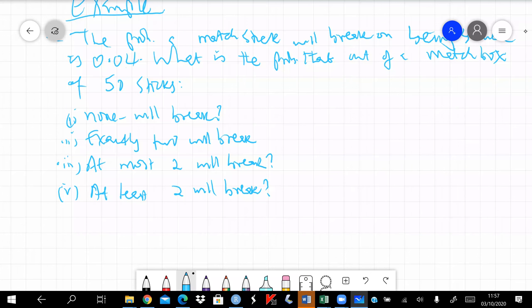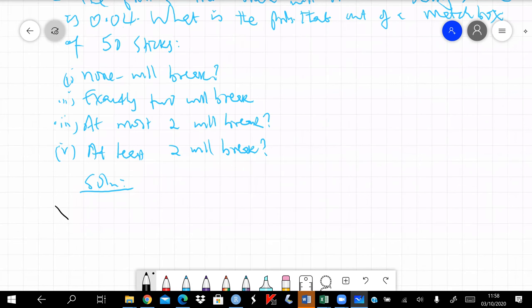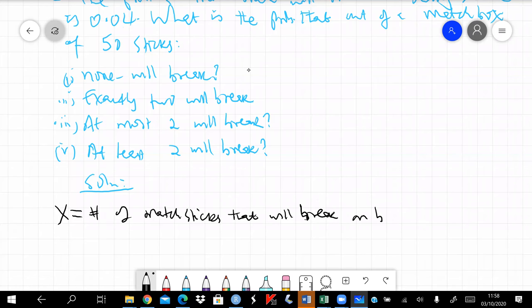Okay. So if we assume a binomial distribution, we can let X be our variable of interest, the number of matchsticks that will break on being struck. So we know that number ranges from what? The smallest number of matchsticks that can break out of 50 is 0, then 1, 2, all the way to 50. 50 is the highest number of matchsticks that can break.